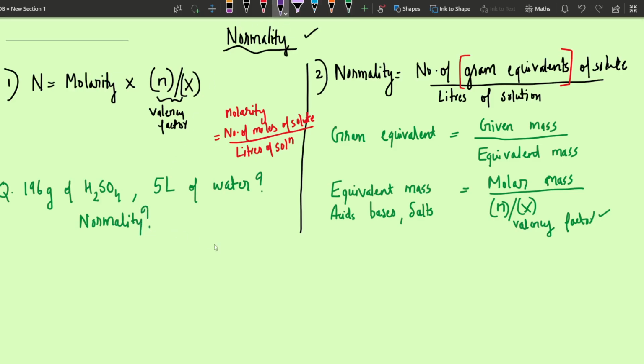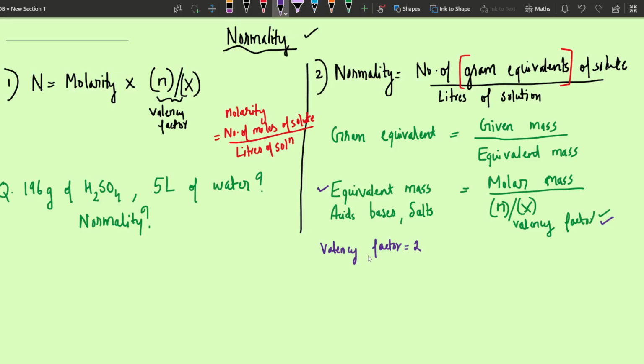Okay. So the first one, let us do with this formula. So we need to know about the valency factor, right? In order to find out the equivalent mass, what is the valency factor here? It is H2SO4, so it can donate two H plus ions. So the valency factor is equal to 2.